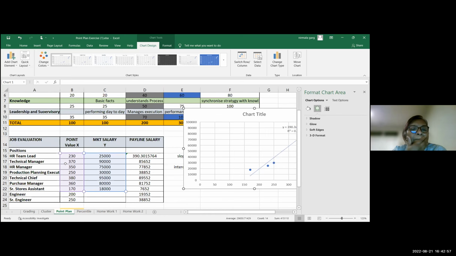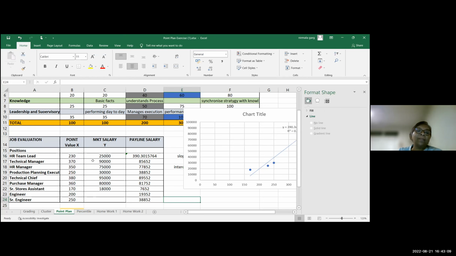Let's say the HR team lead gets 230 points. We got that from the above table. But how did we assign 25,000 to this? I looked at the market data and picked what the market is paying for an HR team lead in that similar industry. So market data will show the HR team lead will get 25,000.